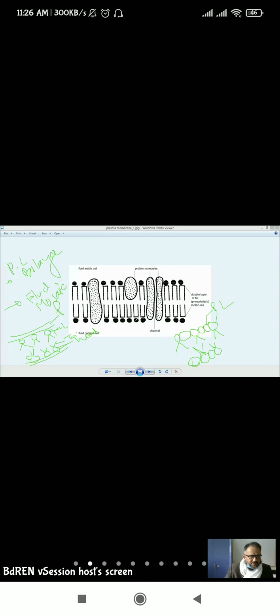Yes, sir. This is the plasma membrane. Okay, so this is plasma membrane. So far we have completed. So you have drawn the figures.